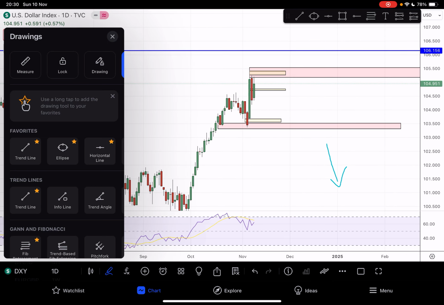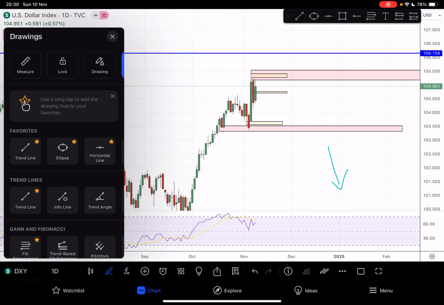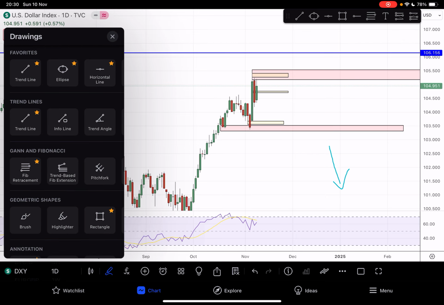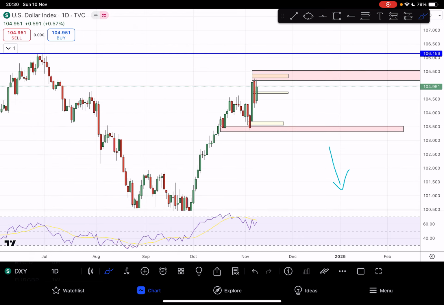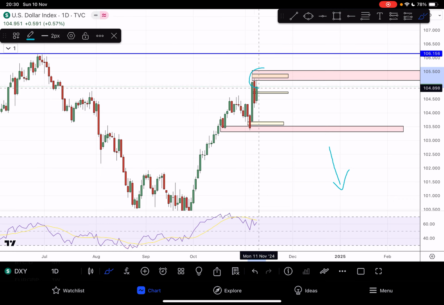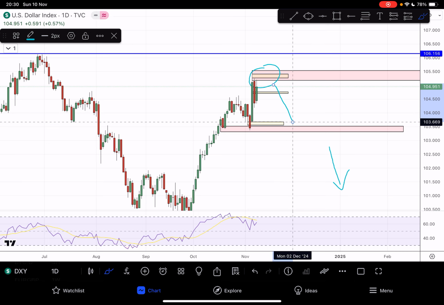If price rejects this region here, which is a daily resistance, I'll expect it to go down here to the daily support. This is where it made higher lows. It's a confirmed area of support. If price then makes a higher low on a daily time frame, it will go back here.